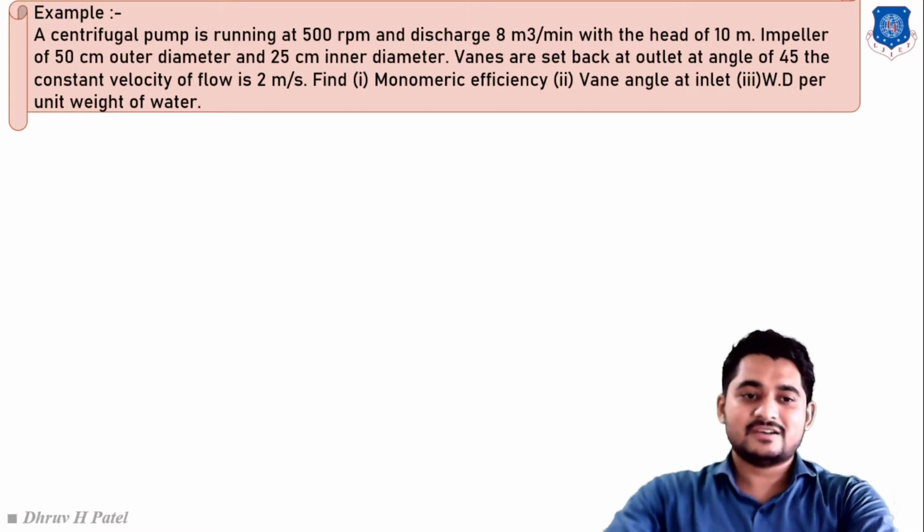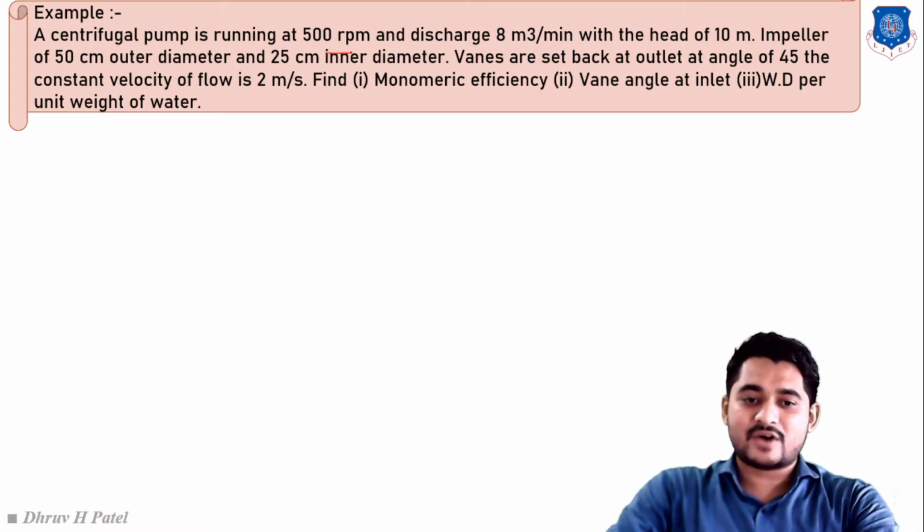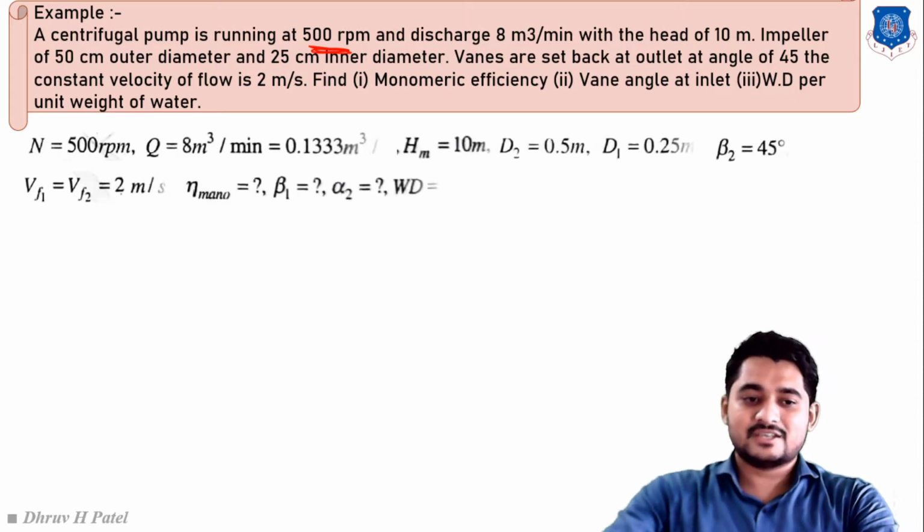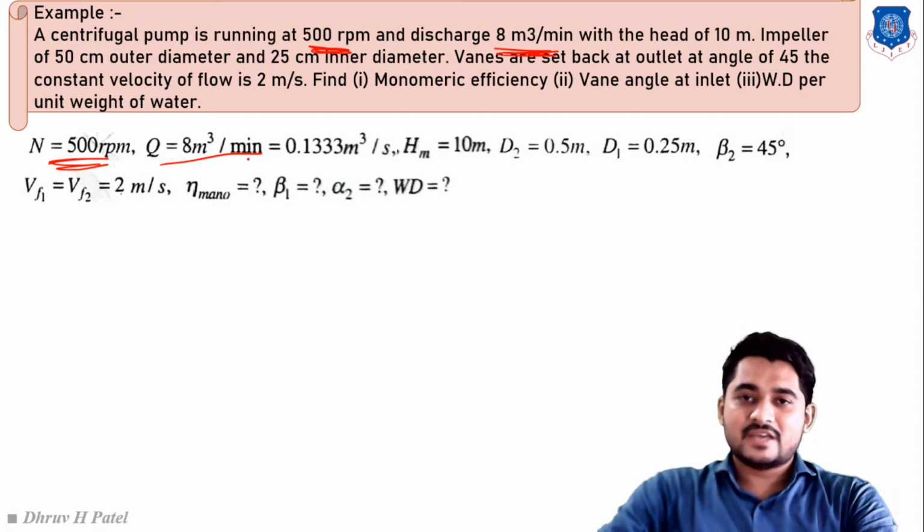In the given data, a centrifugal pump is running at 500 rpm. So rpm N is equal to 500, with a discharge of 8 meter cube per minute. That means Q is 8 meter cube per minute. We have to take discharge in meter cube per second, so divide 8 by 60. So 8 by 60, that is 0.133 meter cube per second, with a head of 10 meter. So the manometric head will be 10 meter.